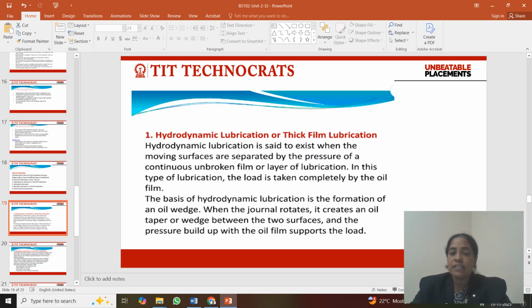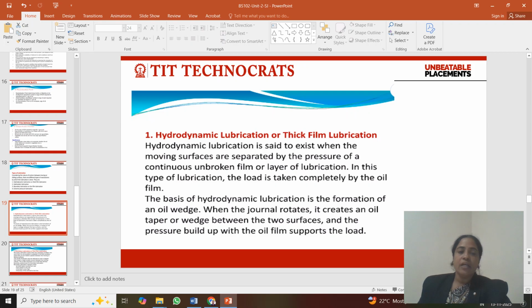Hydrodynamic lubrication is said to exist when the moving surfaces are separated by the pressure of a continuous unbroken film or layer of lubricant. In this type of lubrication, the load is taken completely by the oil film. The basis of hydrodynamic lubrication is the formation of an oil wedge. When the journal rotates, it creates an oil taper or wedge between the two surfaces, and the pressure buildup within the oil film supports the load.